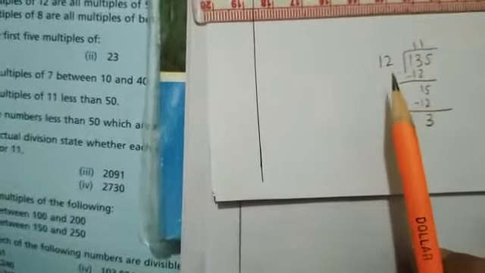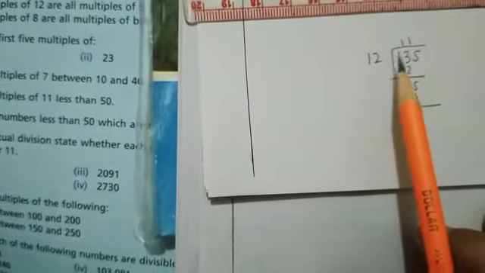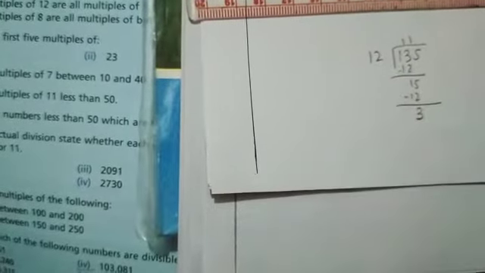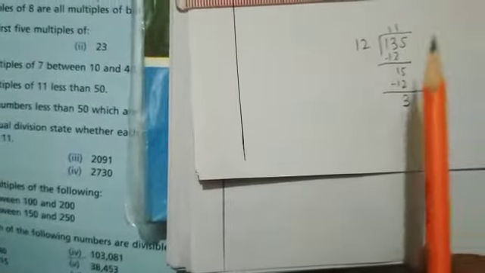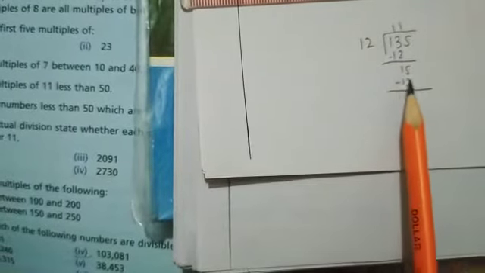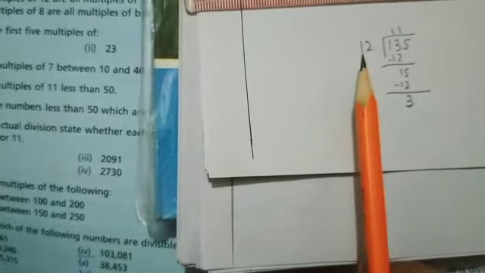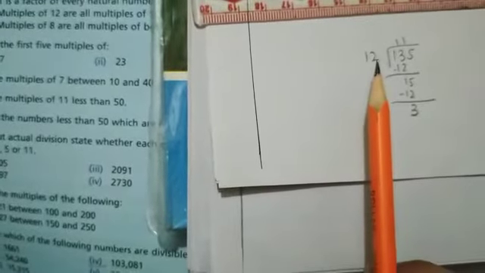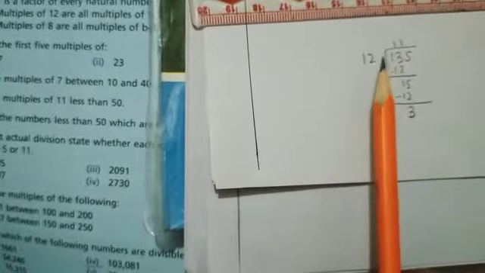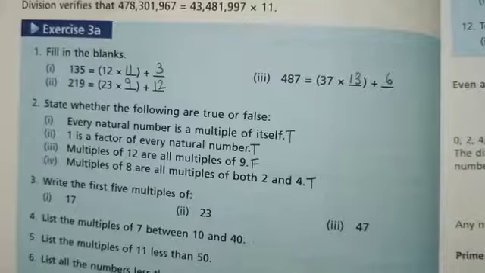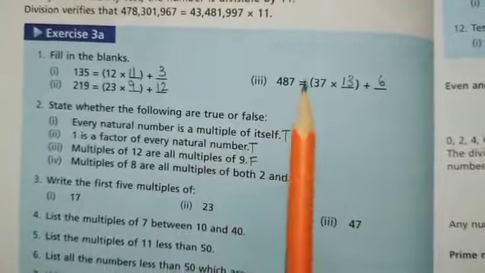Students, look here. 135 divided by 12: 12 ones are 12, we write it here and subtract, and the answer is 1. Bring down the 5. 12 again, 12 ones are 12, we write it here and subtract, and the answer is 3. 3 is less than 12, so 12 multiplied by 11, plus 3, becomes 135. Okay, I hope the first part is understood.